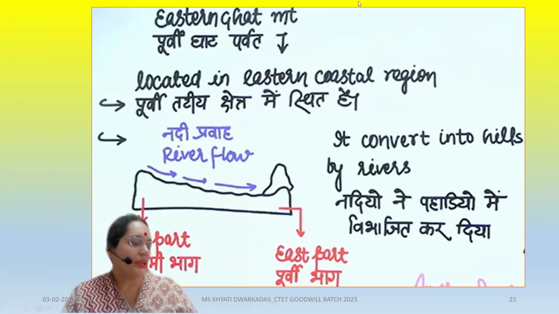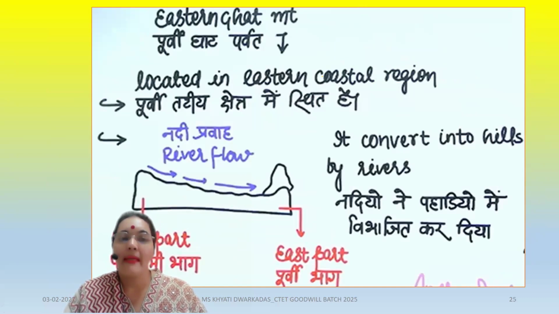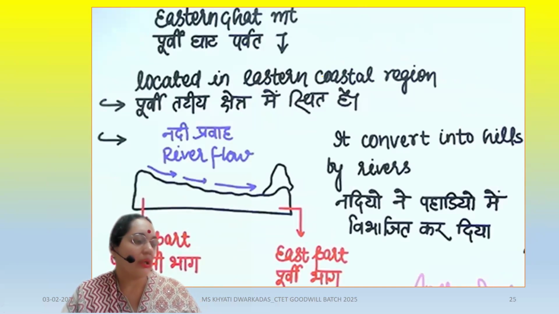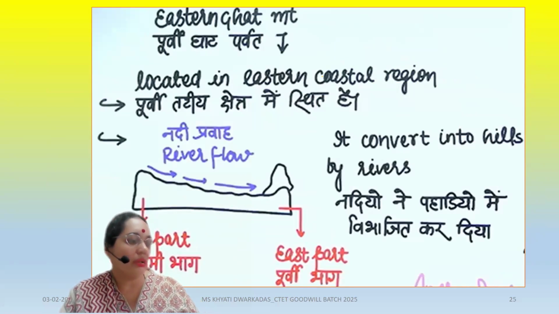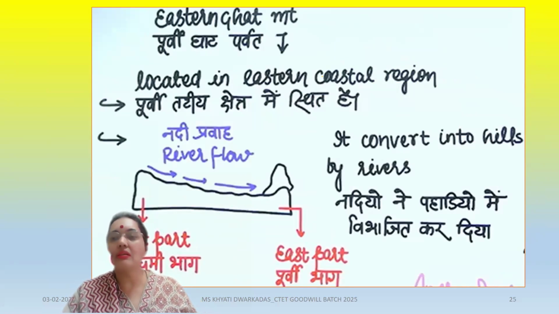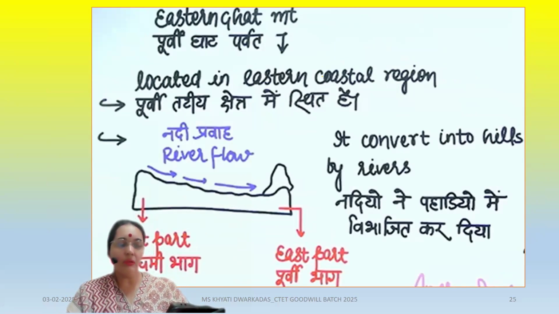So when we see this, we are now able to see the Eastern Ghats. Eastern Ghats are located in the eastern coastal region. So they are not on the coast, but they are close to the coast.